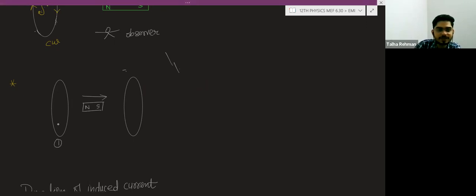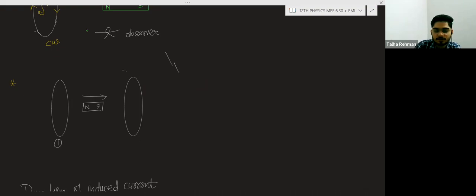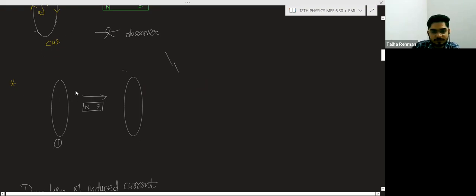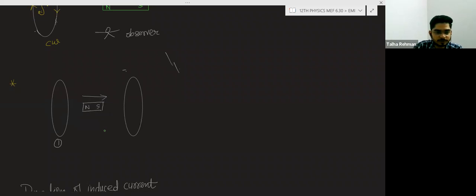So as the magnet is going away from the coil, this magnet is moving away from this coil. So there will be some induced current here, and that induced current will try to stop the motion. So here south pole will be there. South pole will be there, means the direction of the current will be clockwise. Direction of the induced current I will be clockwise.